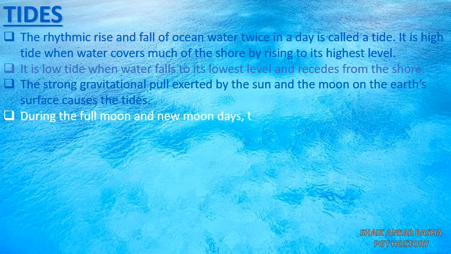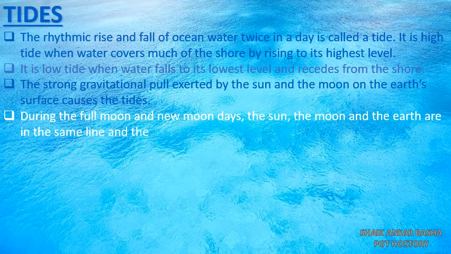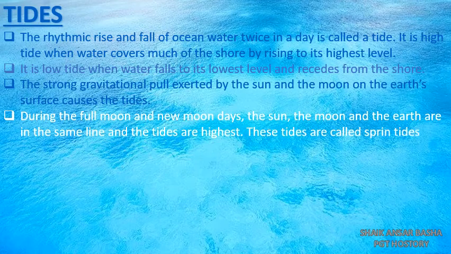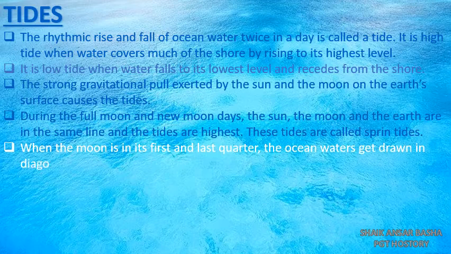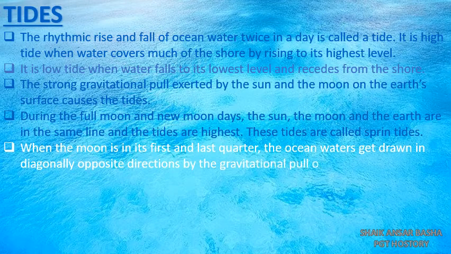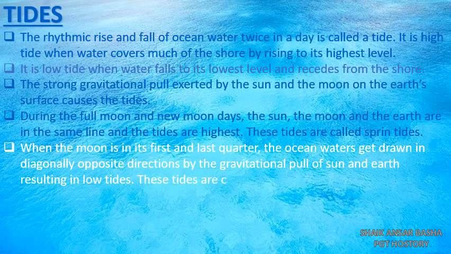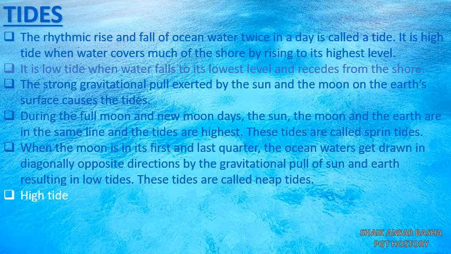During the full moon and new moon days, the sun, the moon and the earth are in the same line and the tides are highest. These tides are called spring tides. When the moon is in its first and last quarter, the ocean water gets drawn in diagonally opposite directions by the gravitational pull of the sun and the moon, resulting in low tides. These tides are called neap tides.